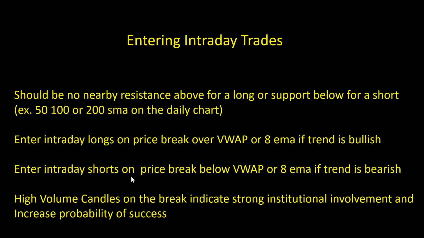All right, entering intraday trades. These are quick trades off the 5-minute candlestick. There should be no nearby resistance above for a long or below for a short. It makes sense, right? But that means you also have to look at the daily chart, because if you're going into an intraday trade on a 5-minute chart, you want to know on the daily chart, how close am I to the 50, the 100, or the 200 SMA? Are they in the way of my trade?